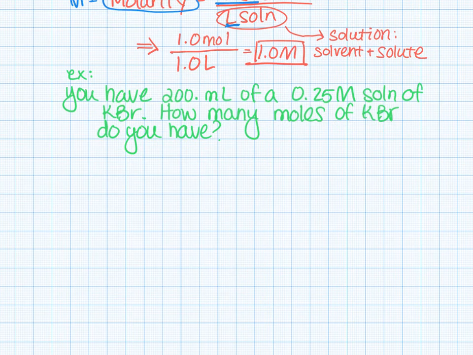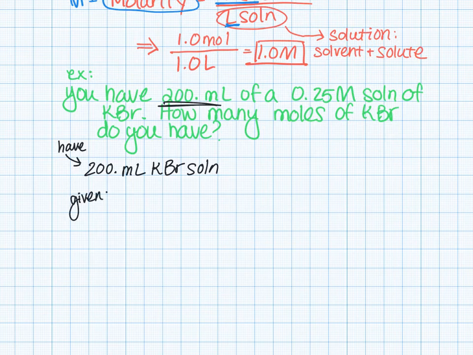Okay, so like I've said before, we always write down what we're given in the problem. So I have 200 milliliters of a potassium bromide solution, and this is what you have. Then I'm going to write down the given information down here. I have a 0.25 molar solution. And what I want is moles.